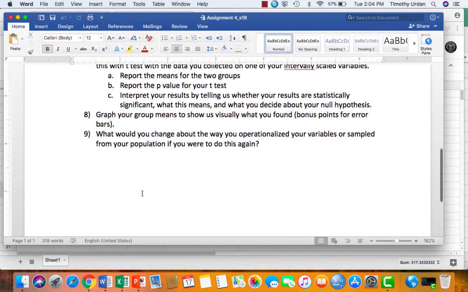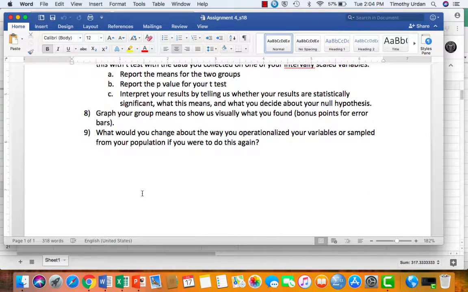And then the last question was, what would you change about the way you operationalize your variables or sampled your population if you were to do this again? If I were to do this again, I might actually collect real data. I'd do what I could to make my samples representative of the larger population instead of just taking simple convenience samples. And I might weigh my participants using a scale rather than asking them to tell me their weight. So that is how I would have done this homework, and it would have been awesome.